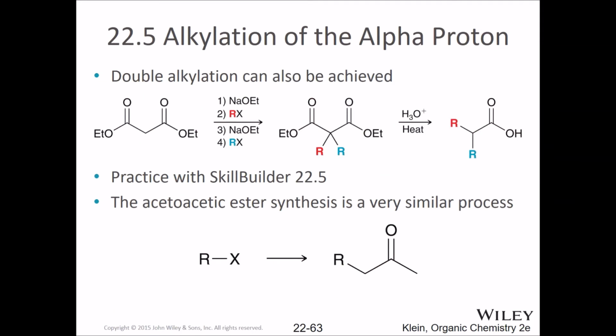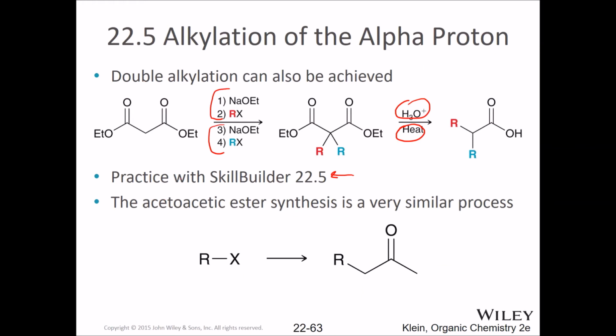Okay, now double alkylation can also be achieved, and we're just going to do it twice. So if we want to double alkylate, you want 2 of those on there. We do it once, then we do it a second time, and then we hydrolyze and decarboxylate. Okay, so go practice with Skill Builder 22.5, and then we'll come back and we'll look at the acetoacetic ester.